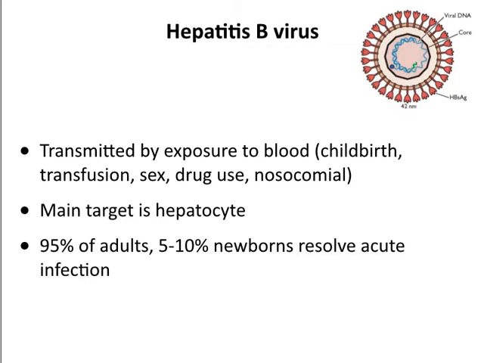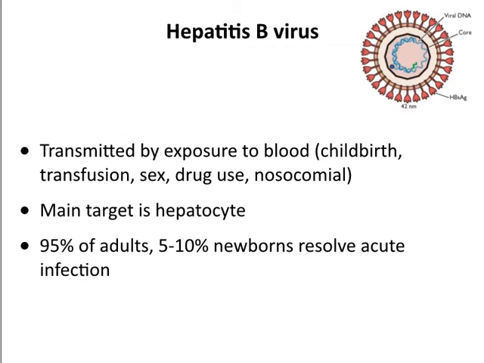Most adults, when they pick this up, 95% can resolve the acute infection. So again, when you first encounter hepatitis B virus, you have an acute infection where the virus is replicating in the liver. You can get hepatitis, liver inflammation. You can get jaundice, for example. You can get liver enzymes released into the blood as a consequence. But most adults clear the infection.